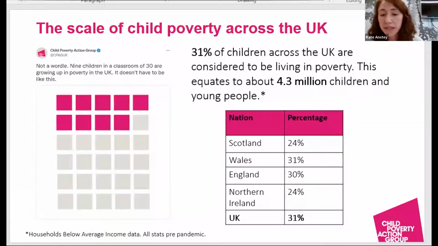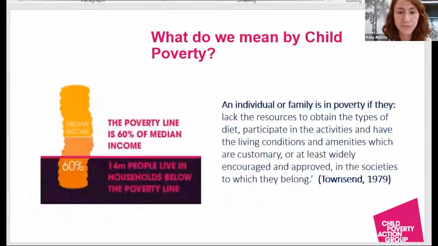In terms of the picture across the UK, the data shows that Wales currently has the highest child poverty levels at 31%, very closely followed by England, and then Scotland and Northern Ireland are slightly lower than that. But one thing I'll pick up on here is that the numbers around child poverty don't correlate with those who are eligible for free school meals and pupil premium. So we'll come back to that point.